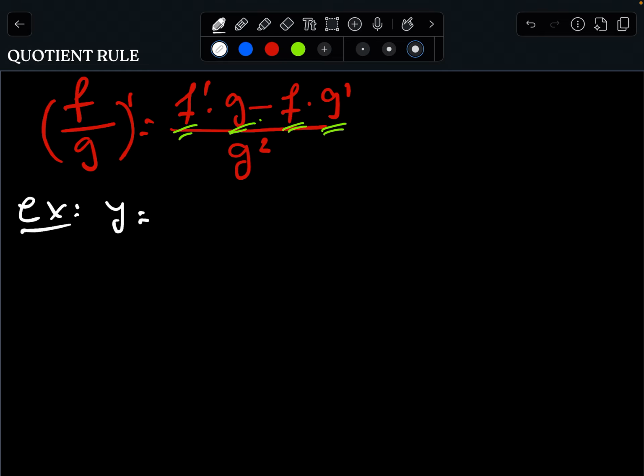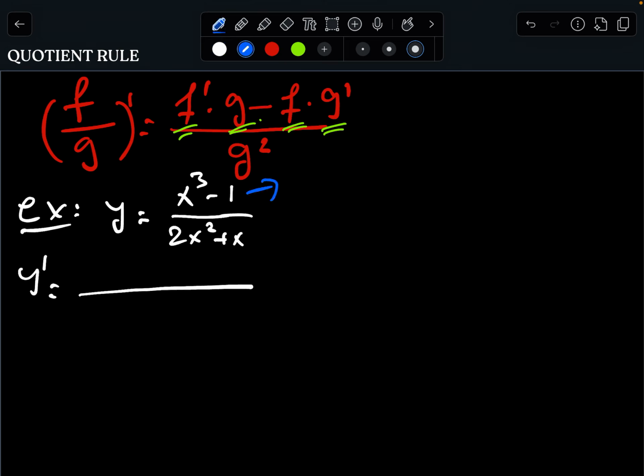Let's say that our function, whose derivative we have to find, is x cubed minus 1 divided by 2x squared plus x. Okay, so y prime is going to be equal to, so first I'm going to identify my numerator, I'll call this f, and the denominator g. And I'm going to follow the formula right here, so that's f prime times g. So let's write that down.